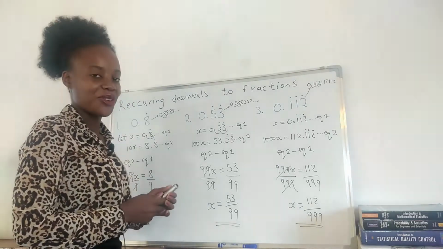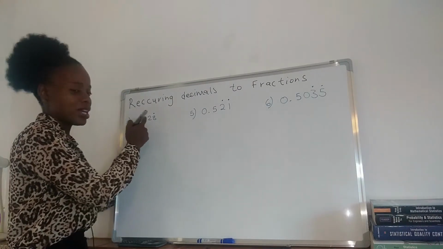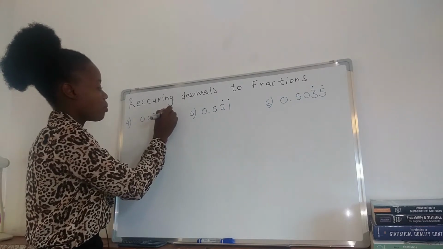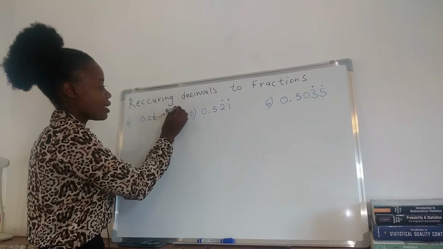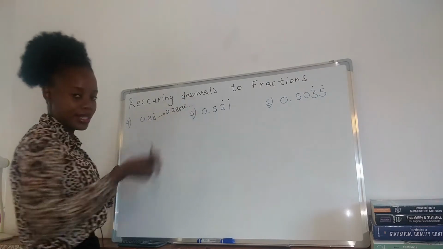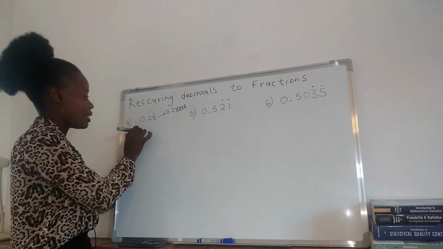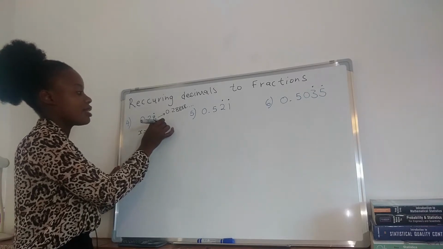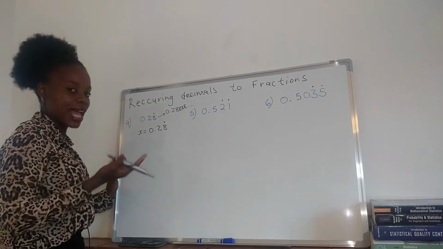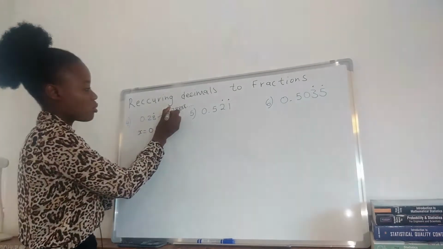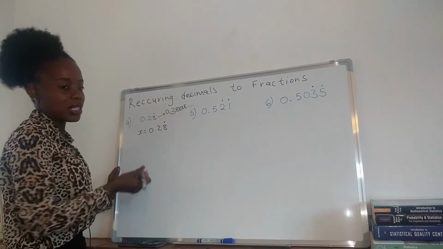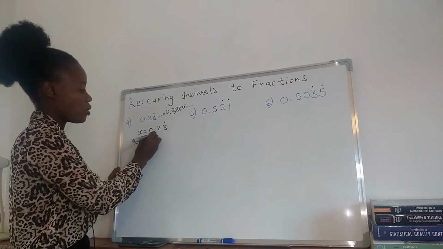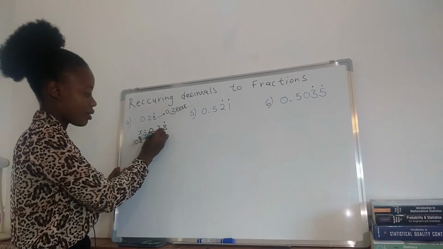Now let's move to number 4. Number 4, we have 0.28 recurring. The 8 is recurring, so we have 0.28888. The 8 is repeating. So we let x be equal to 0.28 recurring, and immediately after the decimal we want a recurring number. So we're going to move one step, which means we multiply by 10 both sides. This side we're going to have 10x, this side we're going to have 2.8 recurring.